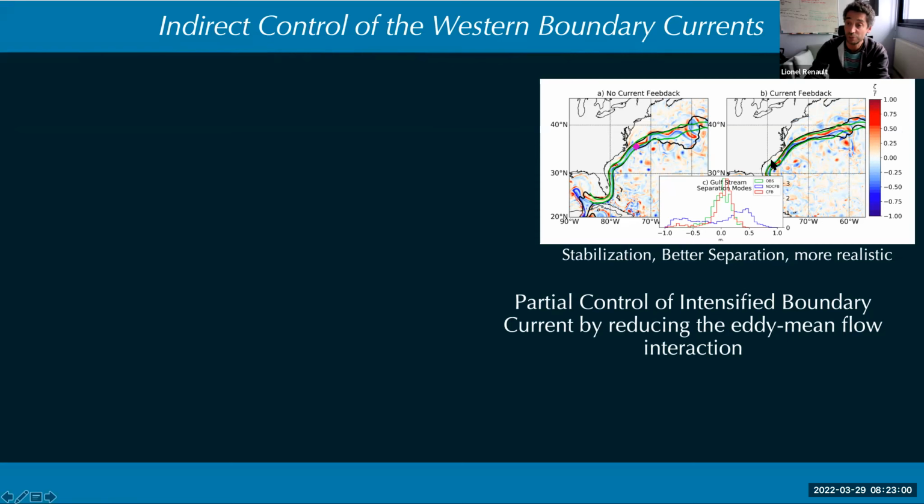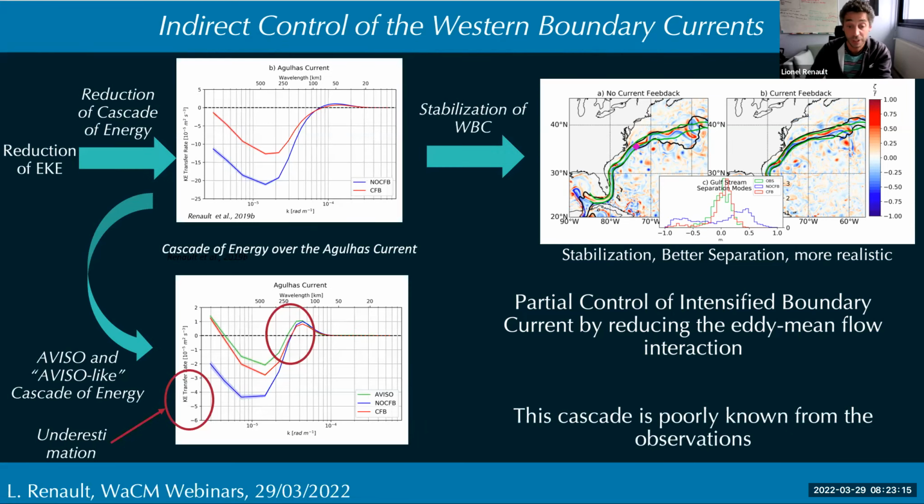And with the simulation with current feedback, we can see that we have a much better representation of the Gulf Stream path, both separation and post-separation. And when we look at the PDF here, we have a correct representation of the separation of the Gulf Stream. And this is because of the mesoscale activity that is too strong in the simulation without current feedback.